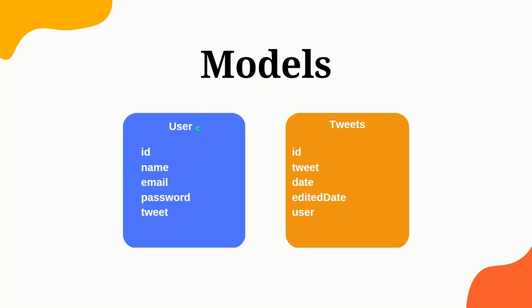So here we have the models. We have two models, the user and the tweets. The user can have the ID, the name, the email and the password, and the user can have the tweets as well. So the tweets would be an array. These are the properties of the user. And then we have the tweets as well. The tweets is a collection. Each tweet can contain the ID, the tweet text, the date, the edited date, and the user as well. So these are the models that we need to define, but we need to relate them as well, because the user can have multiple tweets. So we need to keep a record of what tweets are created by the user. Let's move on and see the relations between them.